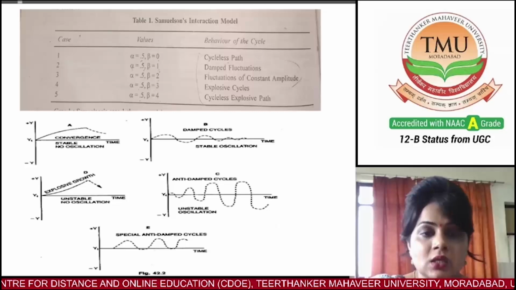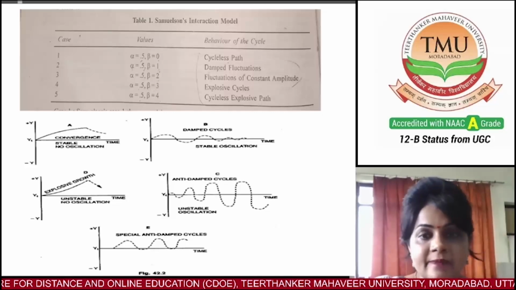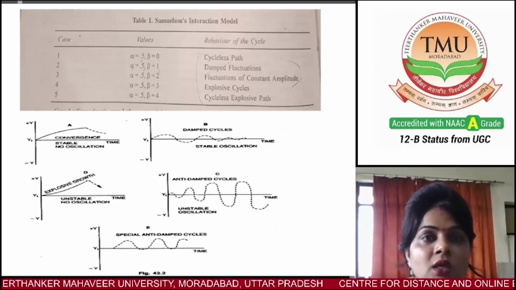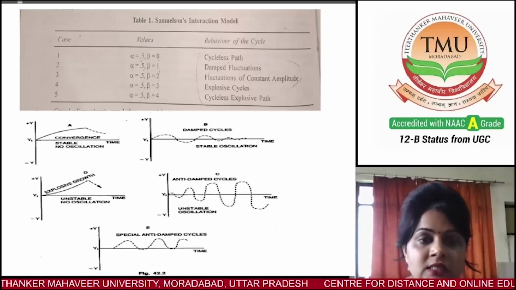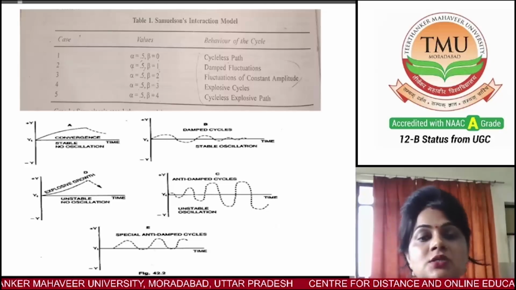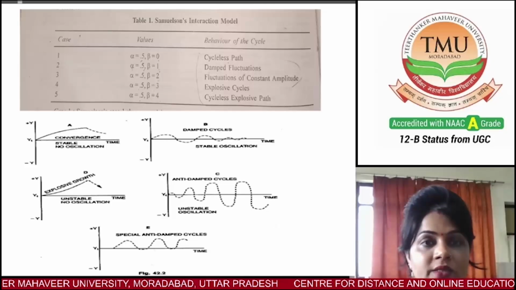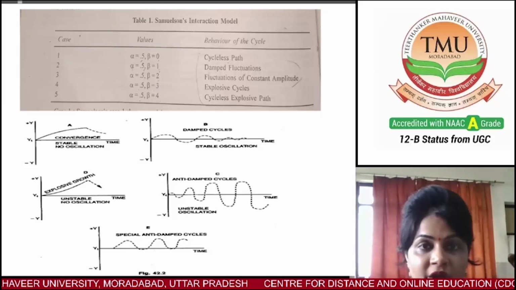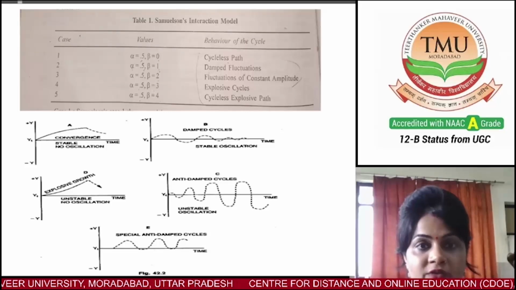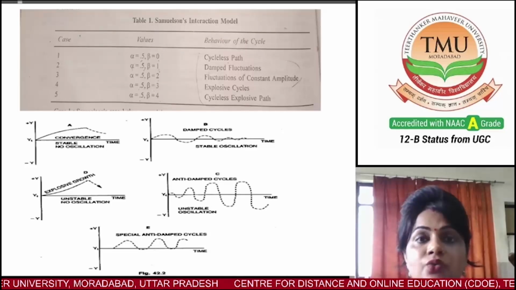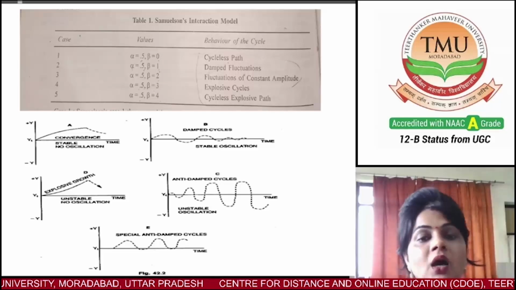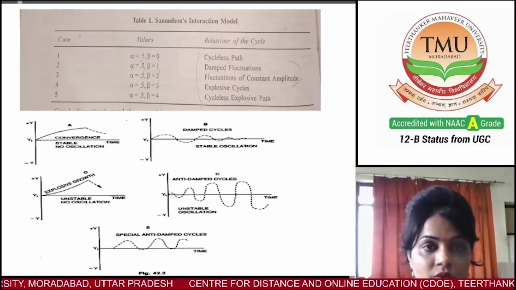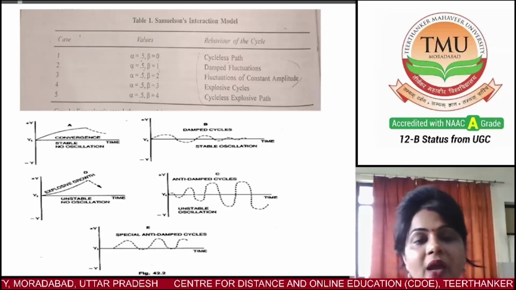As you see in this figure, Samuelson presents 5 cases. Case 1 shows a cycleless path because it is based only on the multiplier effect, while the capital output ratio, the accelerator, is 0. The accelerator plays no part in it. This is shown in figure A. You can say only the multiplier is working.